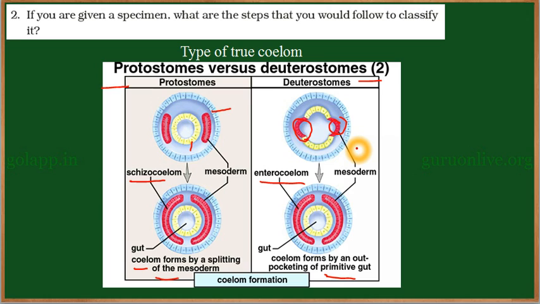Now, based on these natures, we can classify the organisms into levels of organization, types of symmetry, presence and absence of body cavity, and based on the body cavity, the organism is further classified. So, these are the criteria to classify the organism.